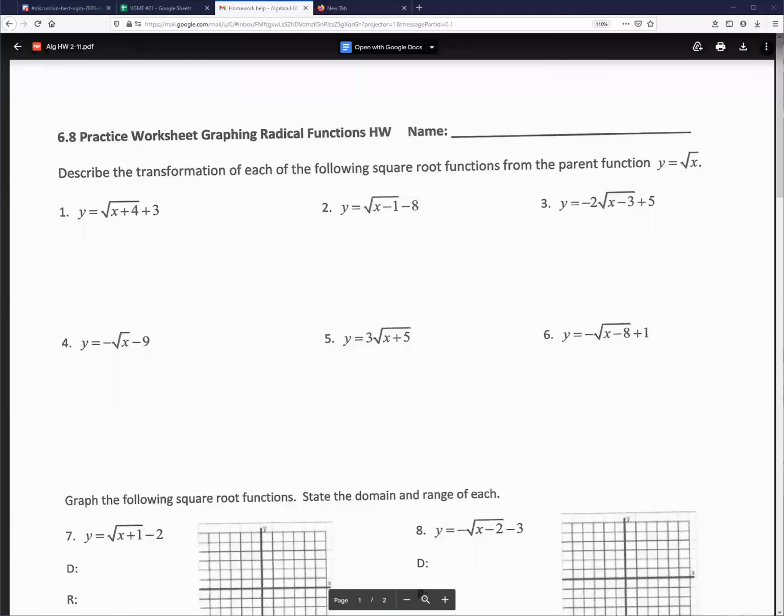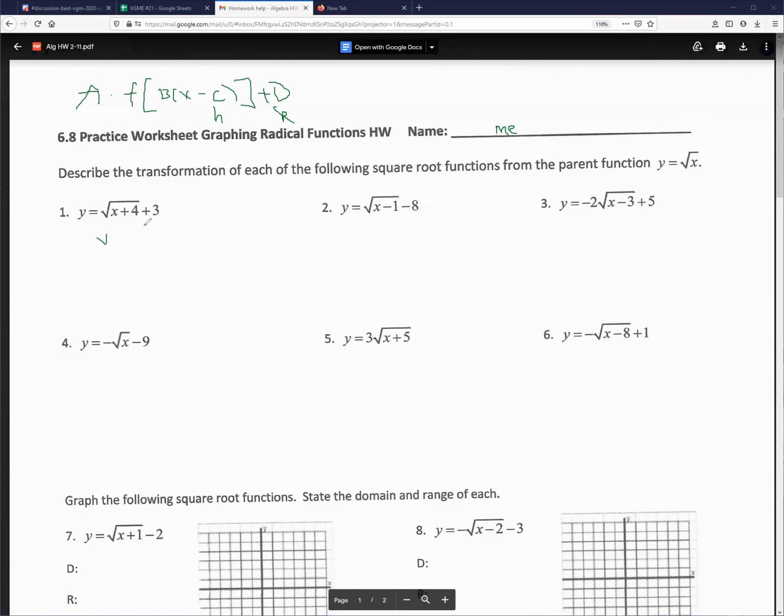Okay, so let's look at this first question. Describe the transformation. We're not actually doing the transformation yet. We're just describing it. Okay, so let's remember it's a times f of b x minus c plus d. And as a side note, some teachers use h and k here instead of c and d. If you're using h and k, I apologize. I'm going to stick to my c and d notation though.